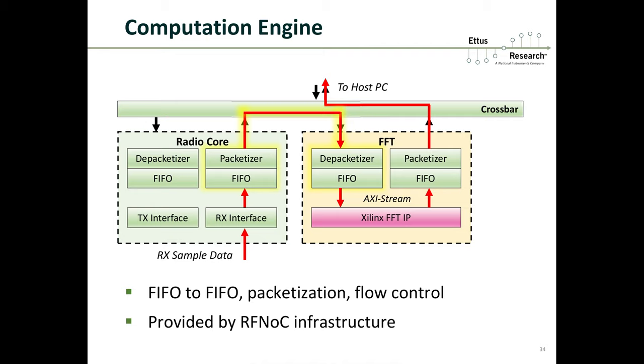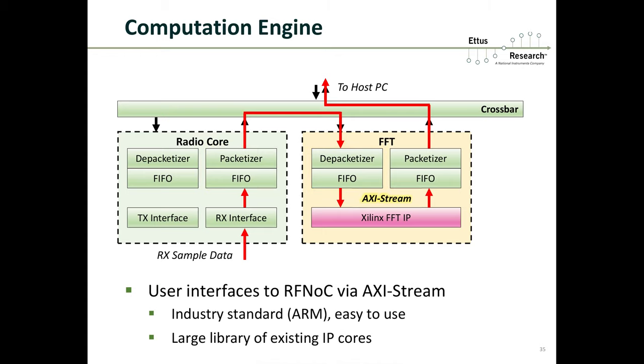All the items in green are provided by the RFNoC framework. The item in pink is your custom logic, and this would be provided and defined by the user. All user-defined logic, or IP, interfaces to the RFNoC framework through an AXI-Stream interface. As long as your IP speaks AXI-Stream, then you can integrate it into the RFNoC framework. AXI-Stream is an industry standard and is not a proprietary standard from National Instruments or Ettus Research. AXI-Stream is widely used, and there are many third-party IP cores that use AXI-Stream.